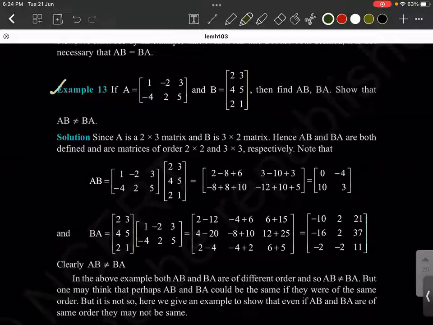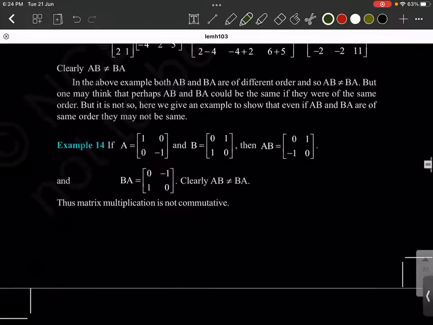So done. So you observe that AB is not equal to BA. So let's try example 14. Example 14 is A equals 1, 0, 0, minus 1 and B is equal to 0, 1, 1, 0. Then prove that AB is equal to 0, 1, minus 1, 0 and BA is equal to 0, minus 1, 1, 0.